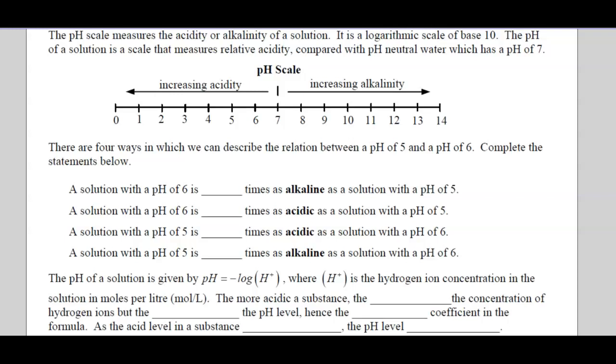So let's think about the relation between two values. So we've got a solution with a pH of 6. How many times as alkaline is it as a solution with pH 5? So we're comparing these. So 6 is more alkaline. It's 1 pH value. So how many times as alkaline is that? 10. 10 to the 1, right? Now a pH of 6 compared to 5 is less acidic. It says how many times as acidic as a solution with pH 5. So now this is going to have to be a fraction or decimal. So 1/10 or 10 to the negative 1 or 0.1.